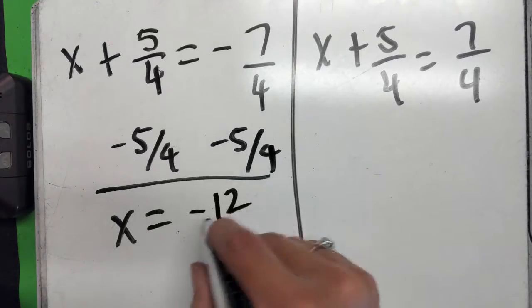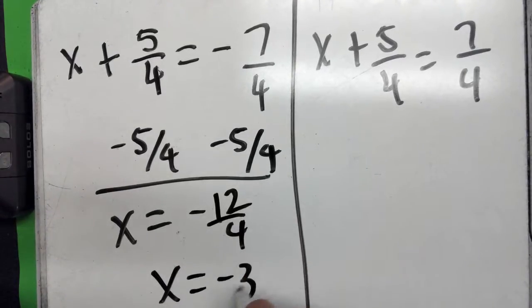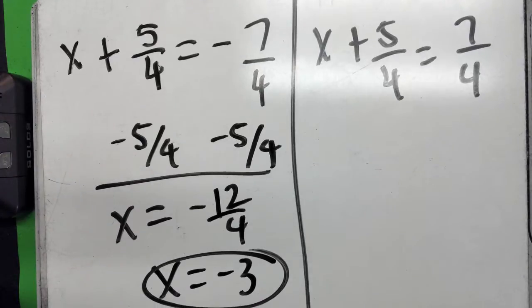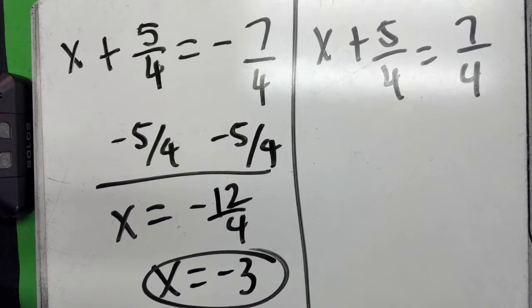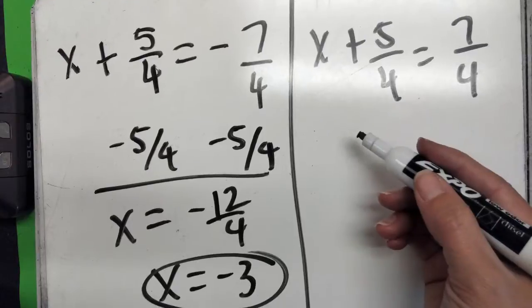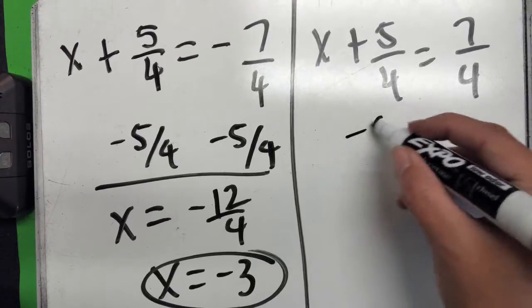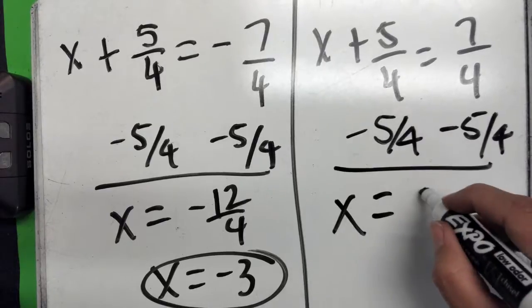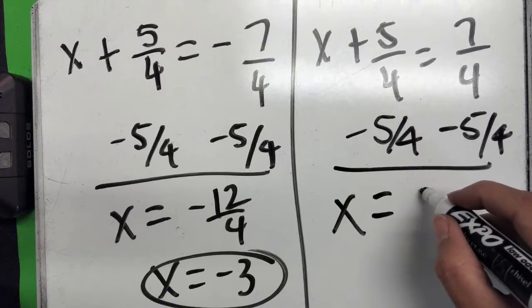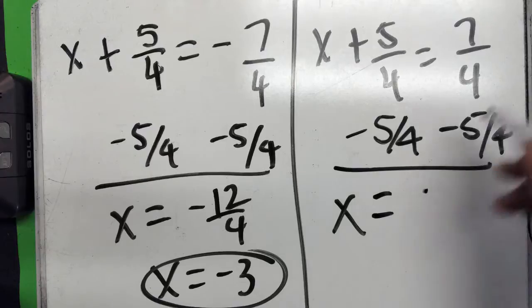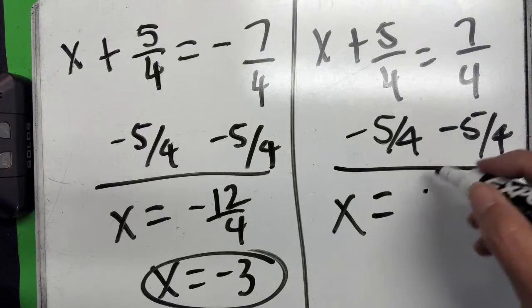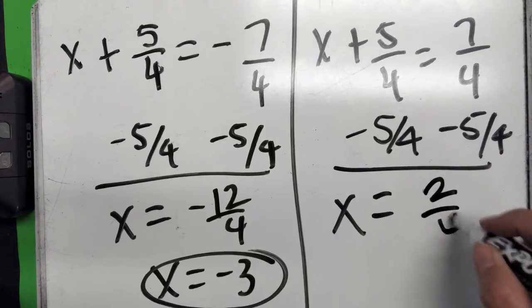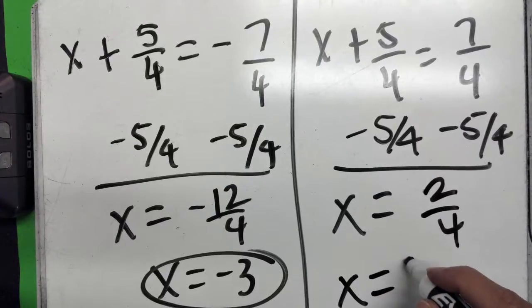negative 12/4, which is what? Sweet. All right, Justin, on this one I need to do what to get x by itself? Minus 5/4. Very good. So that would give me what, Justin? What's 7 minus 5? And now that would simplify to what? Anybody? 1/2.